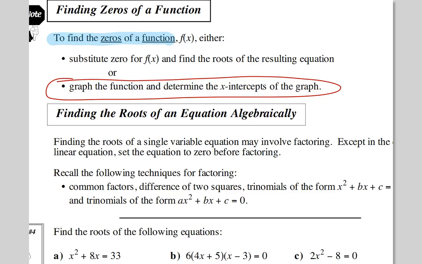Sans. Okay, so this is the big one here. You substitute 0 for the y, and then you find the roots using algebra and factoring.